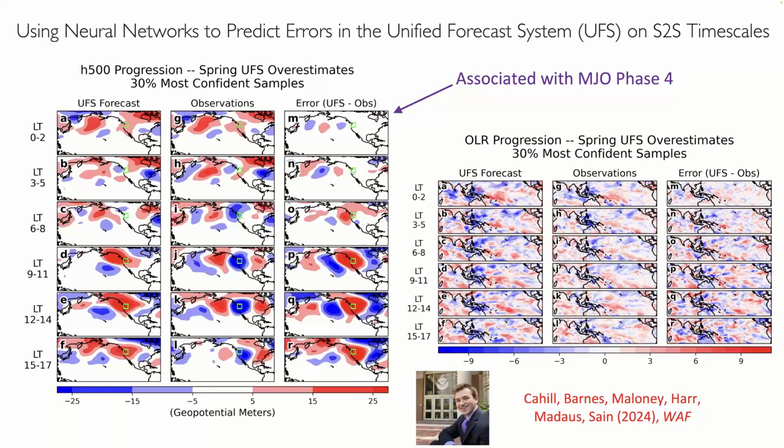There's no preference for a particular ENSO state within these most confident samples. So it seems to be dominated by the MJO. Anyways, it looks like the MJO in this model maintains its strength too long and propagates off towards the east too slowly, which is responsible for these West Coast geopotential height anomaly errors.